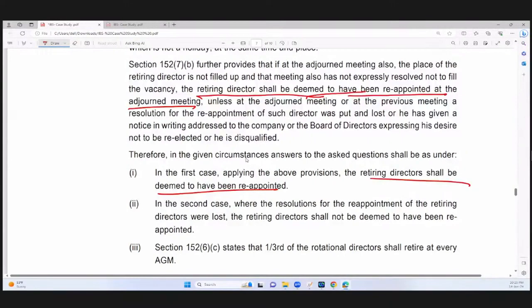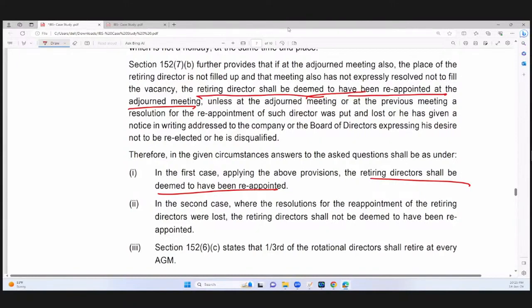Second question, क्या था हमारा? Second question was that what will be your answer in case at the adjourned meeting the resolution for reappointment of these directors were lost? Means कि lost means कि directors को जो who are our retiring directors, they will not be appointed. So what will be the answer?